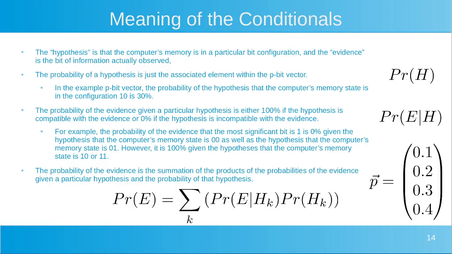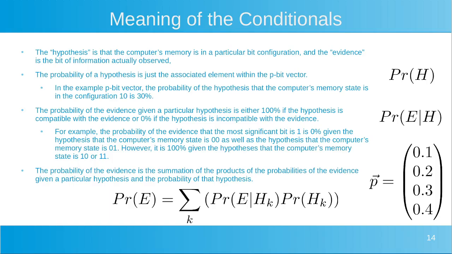The probability of a hypothesis is just the associated element in the p-bit vector. In the example p-bit vector, the probability of the hypothesis that the computer's memory state is in the configuration 1, 0 is 30%. The probability of the evidence given a particular hypothesis is either 100% if the hypothesis is compatible with the evidence, or 0% if the hypothesis is incompatible with the evidence. For example, the probability of the evidence that the most significant bit is 1 is 0% given the hypothesis that the computer's memory state is 0, 0, as well as the hypothesis that the computer's memory state is 0, 1. However, it is 100% given the hypothesis that the computer's memory state is 1, 0 or 1, 1.